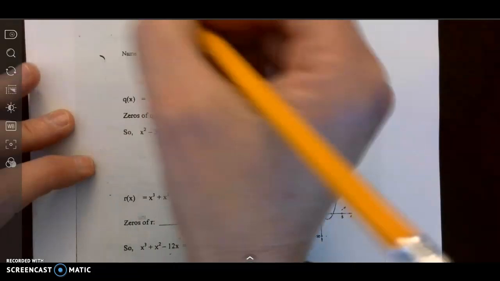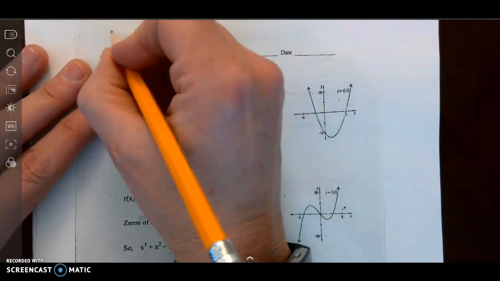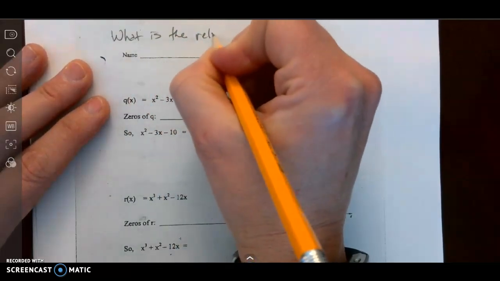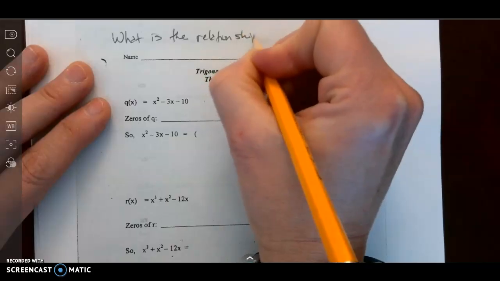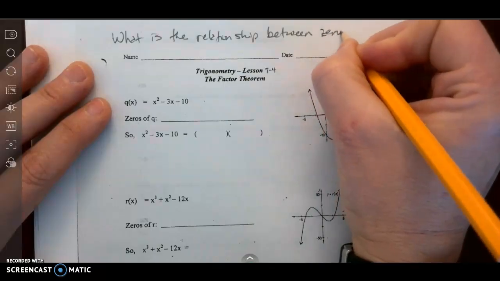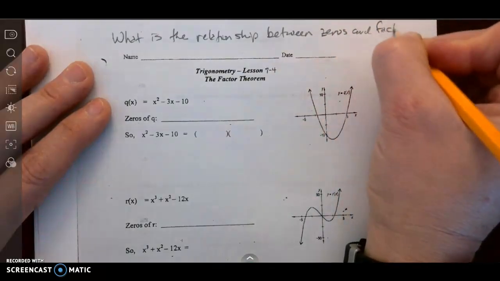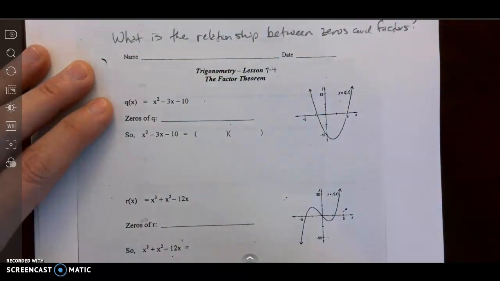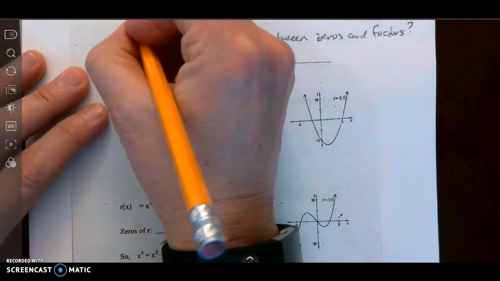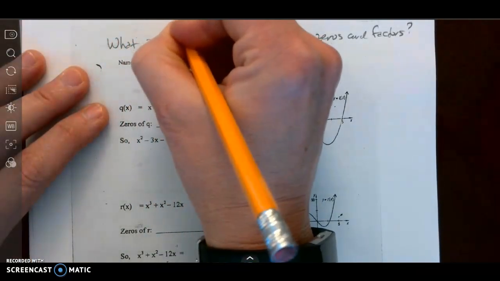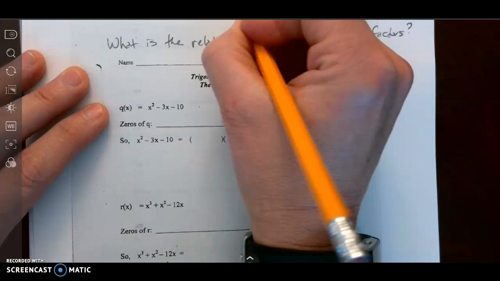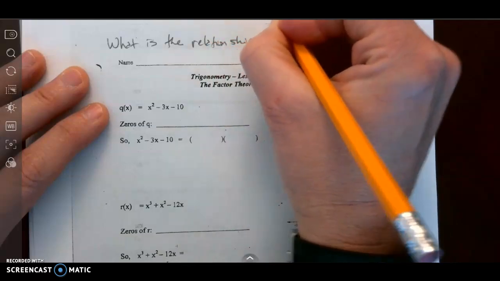And what this section is really all about is the relationship between zeros and factors. That's really what today is about. What I'm hoping that you're going to see is if you know the zeros, you know the factors.